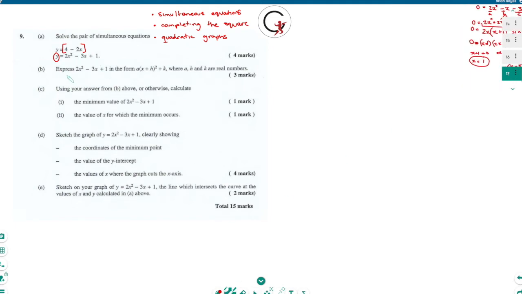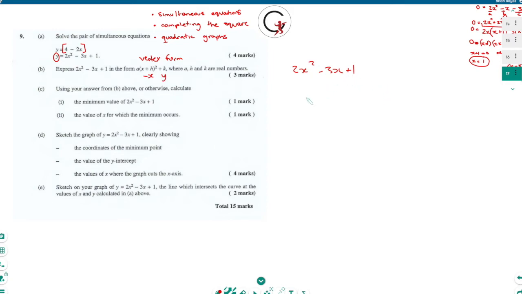It says, express this expression, 2x squared minus 3x plus 1, in the form a(x plus h) all squared plus k, which is, by the way, vertex form. This is the vertex form of a quadratic, where a, h, and k are real numbers or constants that tell you where the vertex of the curve is. If you switch the sign on h, that gives you the x coordinate of the vertex, and k gives you the y coordinate of the vertex.